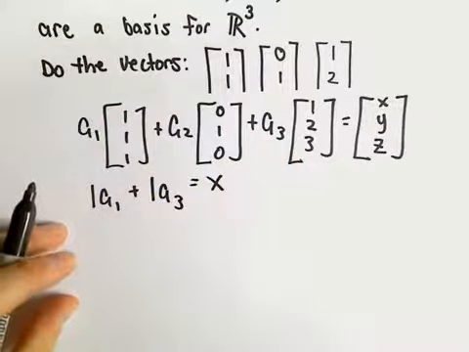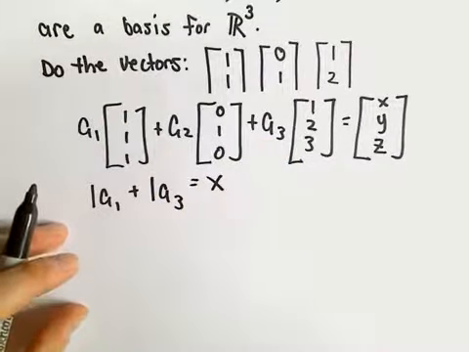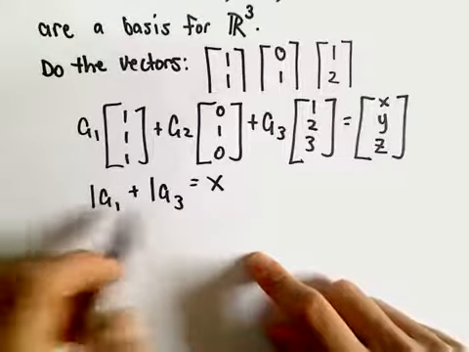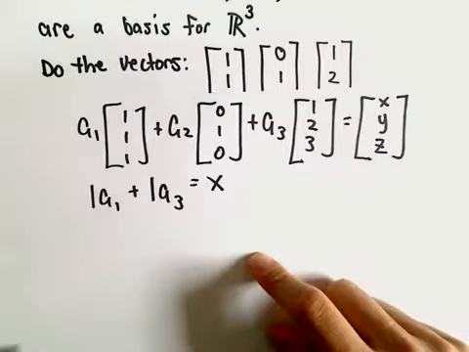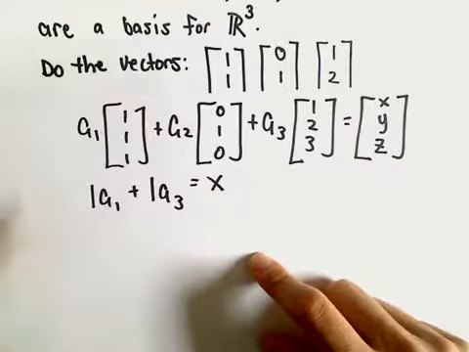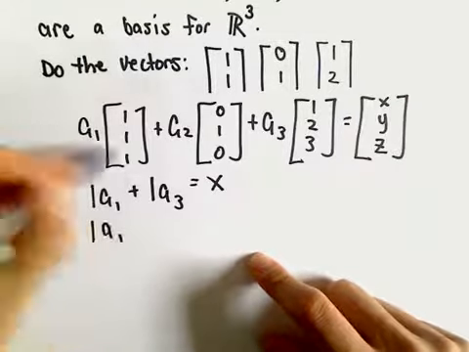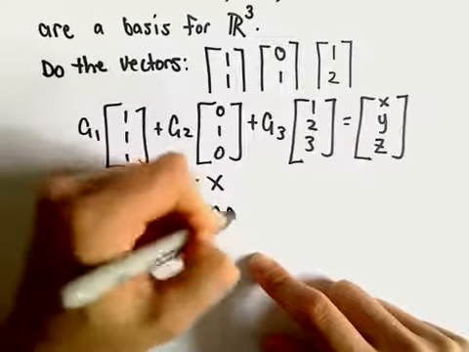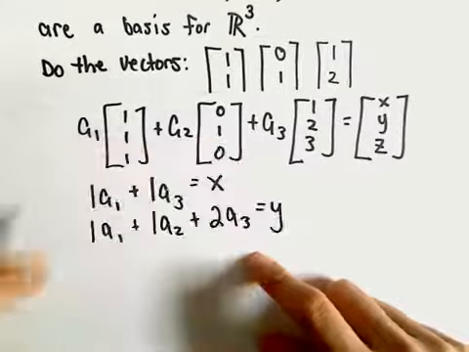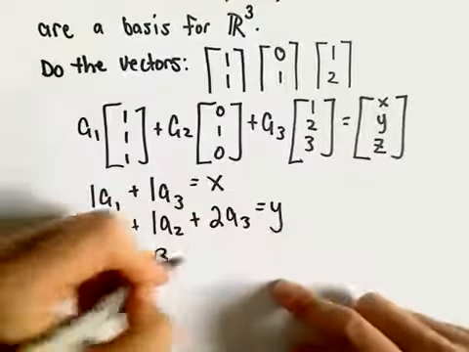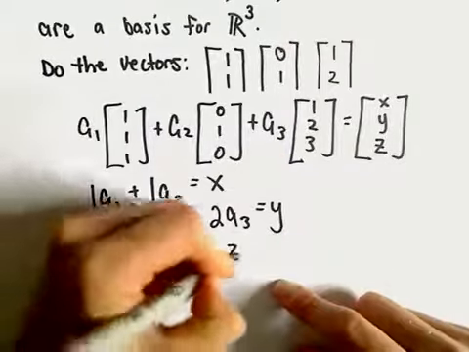And again, I've got some examples about this when we talk about it in the video with spanning sets. So this is really a little bit redundant, just tying those two concepts together, independence and spanning sets. So our next equation would be 1a1 plus 1a2 plus 2a sub 3. We can set that equal to y. And then we would have 1a1 plus, well, we've got 0a2, and then we would have 3a3 equal to z.